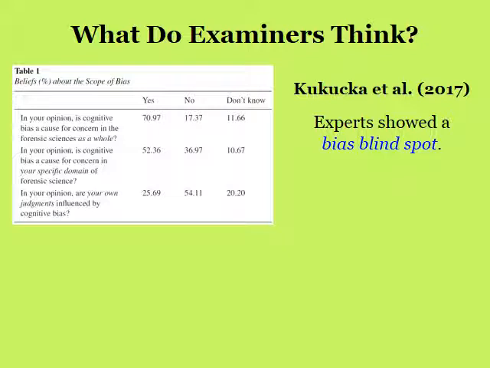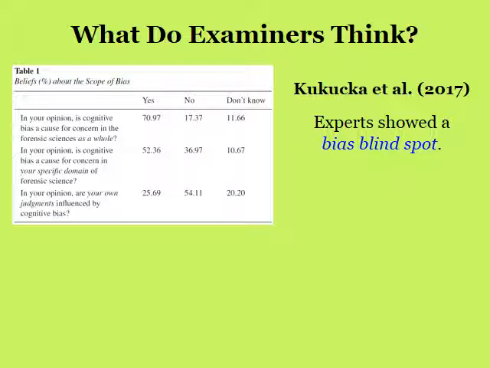First, we asked them, do you think cognitive bias is a problem in the forensic sciences in general? And 71% of them, which is very encouraging, said, yes, I think cognitive bias is a problem in the forensic sciences in general. Then we asked them, do you think cognitive bias is a problem in your specific discipline? So in fingerprinting, in handwriting, in DNA, whatever it might be. The number dropped to 52%.